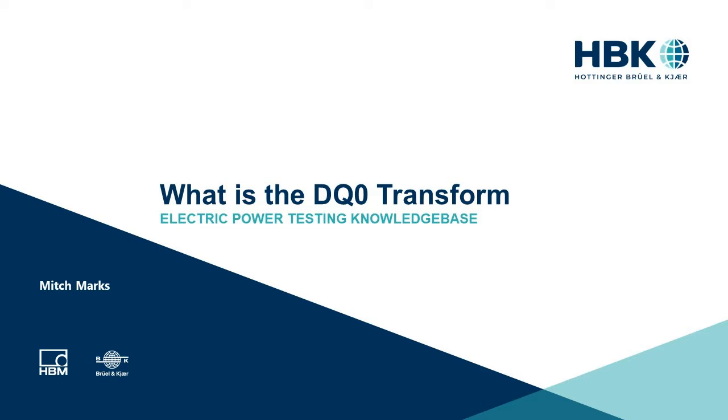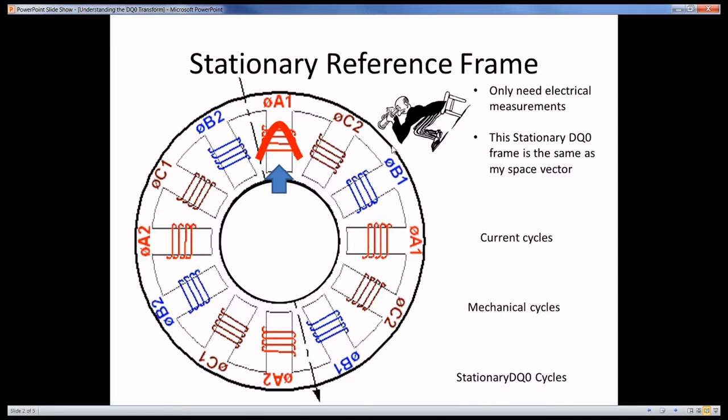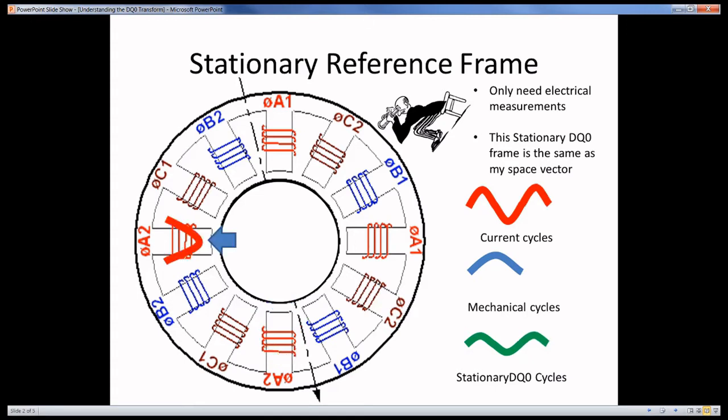So starting off with the stationary reference frame. Here I have a guy sitting at a fixed point looking at the electrical stator signals. Since he's sitting at a fixed point, he's seeing the electrical go by him at line frequency. So he's seeing those peaks and valleys. And for this measurement, you only need the electrical signals. You do not need any angle measurements. But at the end of the day, it's the exact same as the space vector transform, so there's really no benefit to using the stationary reference frame of DQ0 beyond what you get with space vector transform.